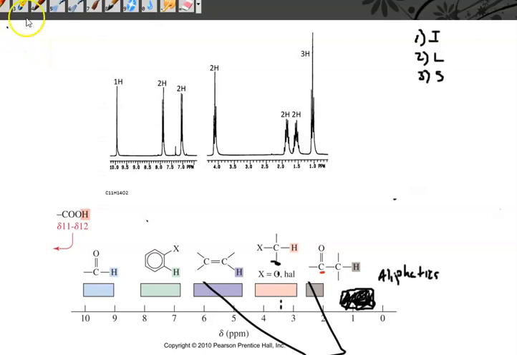Unfortunately, I can't make it any bigger, so that's the biggest it can be. The formula is C11H14O2.